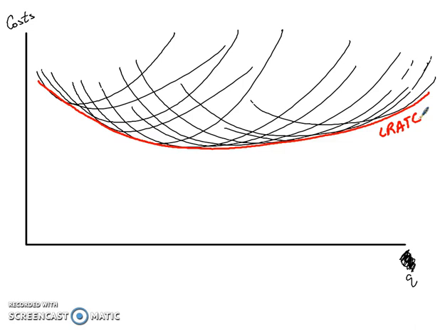All right, so we'll talk more about long run average total cost curves on another podcast and why they look the way they look. Why does it go down and then begin to rise? We'll talk about that on another podcast.